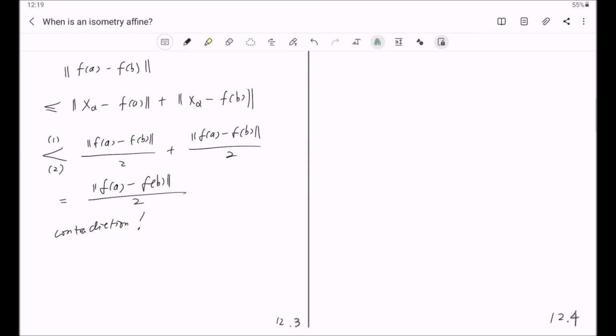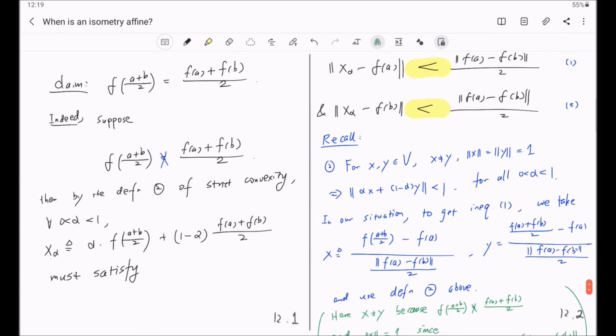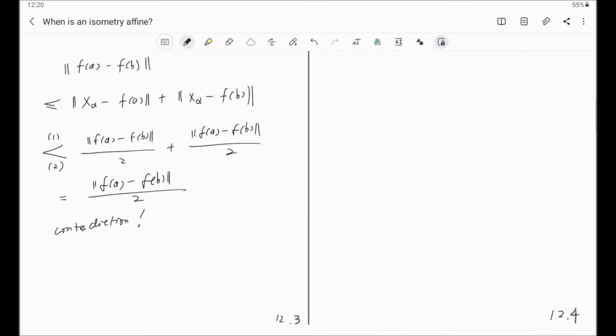This contradiction is due to all the way back to our assumption that f of (a plus b divided by 2) is not equal to half of (f of a plus f of b). And this proves our claim by contradiction. So this proves our claim as well as the theorem. That's proposition number 3 above. So we are done.